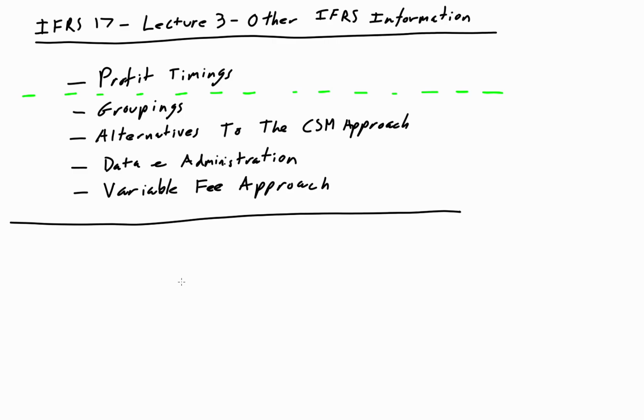Hi everybody, and welcome back to these videos going through lecture number 3, where we're covering a variety of different aspects of IFRS 17. So we talked about profit timings initially, so how our CSM approach to the CSM releasing its profit each year might change, depending on, in our example, lapses and decrements like mortality.